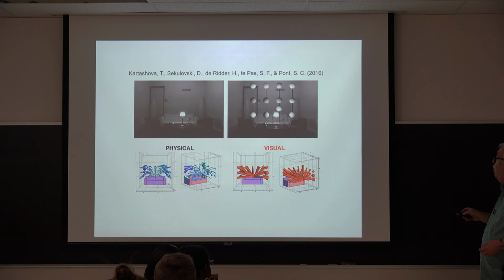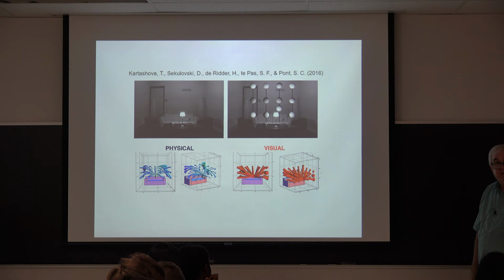Now, why do these light tubes look curved, do you think? Notice there's one lamp in this scene, and the light should emanate from the lamp. So why shouldn't you just see a bunch of straight lines emanating from this point? If you can answer this question, you'll get a gold star for the last three lectures.